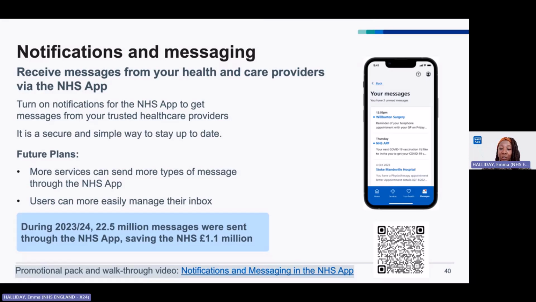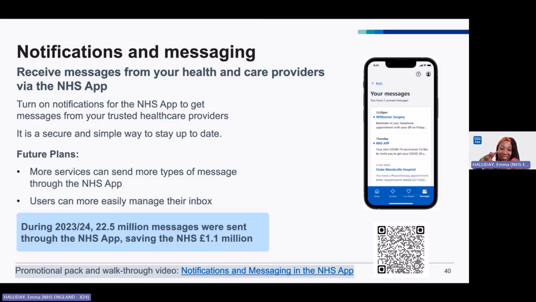If the patient doesn't have the app at all, it will just go to their default option. So it's usually SMS. If they do have the app but don't have notifications switched on, they will still get the message in the inbox, but unless they stumble upon it, they won't know that they've got the appointment.